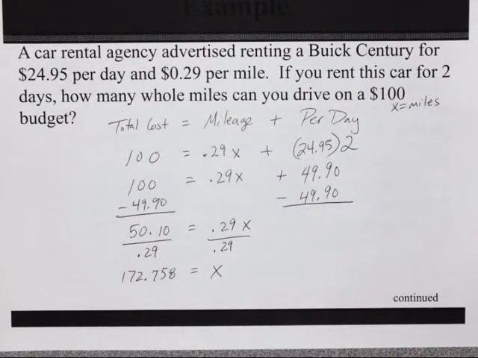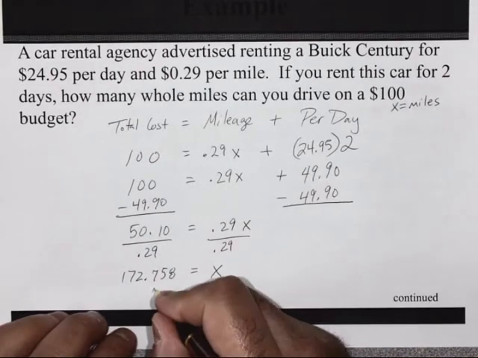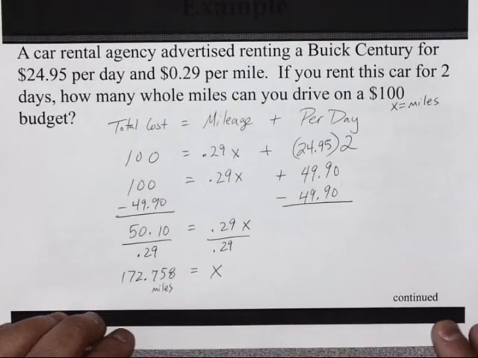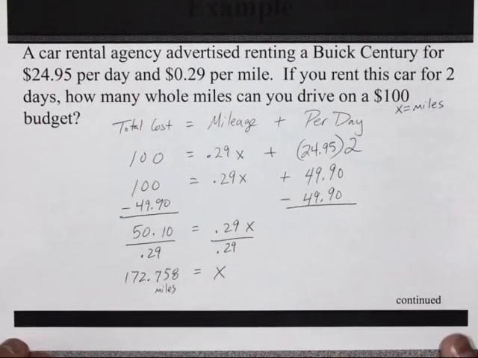So now this represents miles, and the problem says how many whole miles can you drive on a $100 budget. So let's think about this. Normally we would look at this and say, well, 0.7, so that's 0.5 or higher. Well, we need to round up, right? Well, if we drive exactly 172.758 miles, then the cost would be exactly $100, and that's our budget.